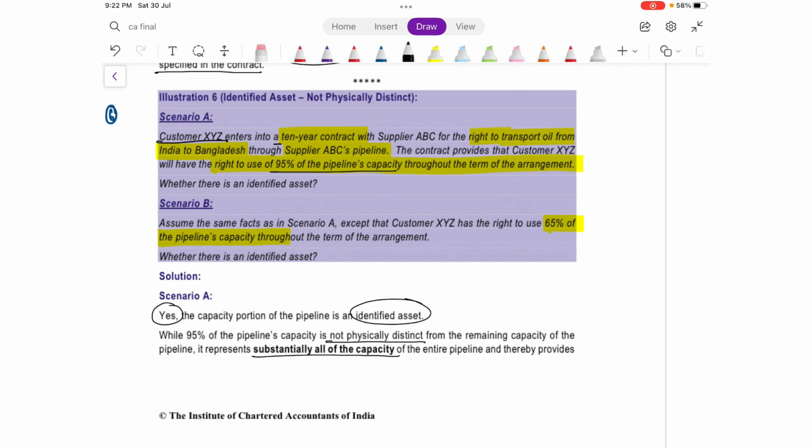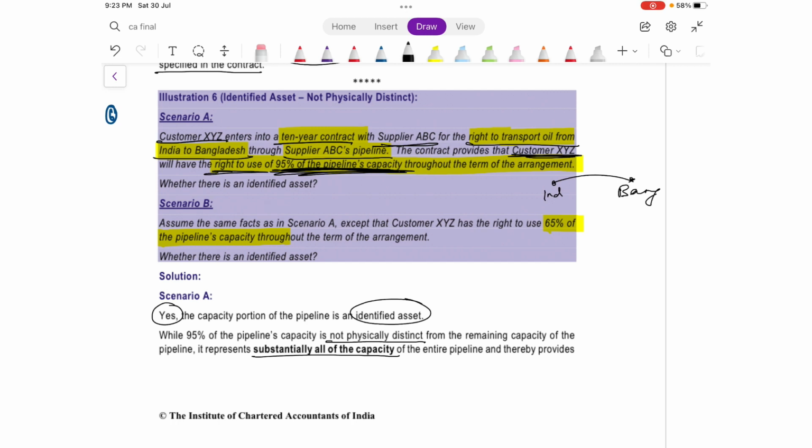Again, customer XYZ enters into a 10-year contract with supplier ABC, right to transport oil from India to Bangladesh. So from India to Bangladesh, they are going to transport oil through supplier ABC's pipeline. So the customer is going to supply oil through this. Here the right to use 95% of the pipeline capacity is with the customer XYZ. So customer XYZ has the substantial right to use this pipeline.